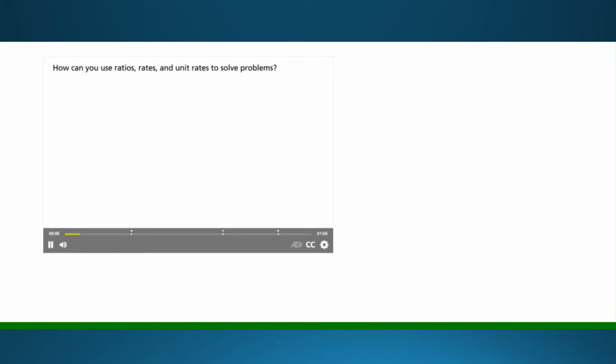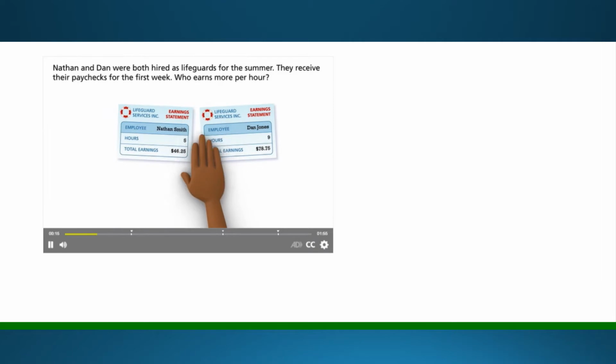How can you use ratios, rates, and unit rates to solve problems? Nathan and Dan were both hired as lifeguards for the summer. They received their paychecks for the first week. Who earns more per hour?